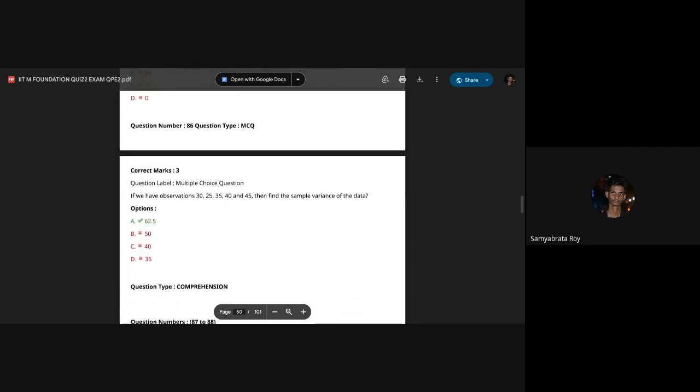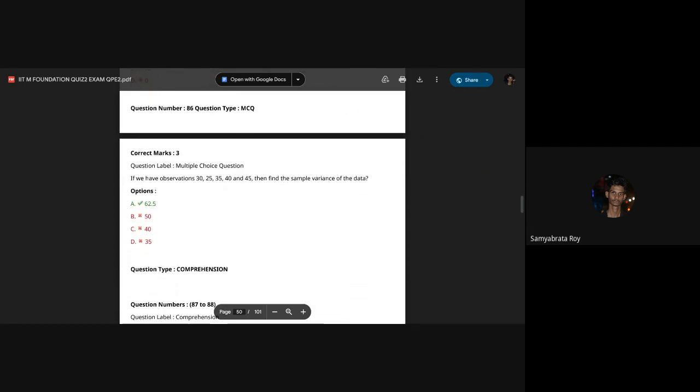Next, we have a few observations. What is the sample variance? So first, what we need to do? We need to find the mean. What are the observations? 30, 35, 25, 40, 45. Cool enough.